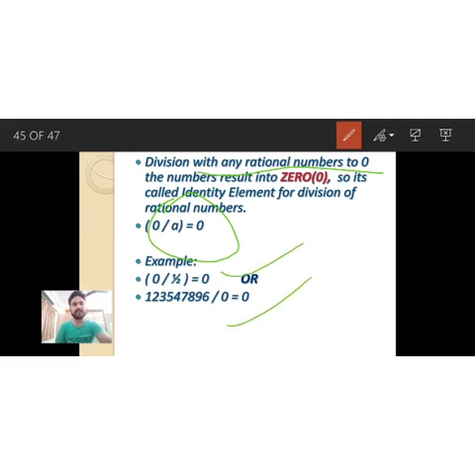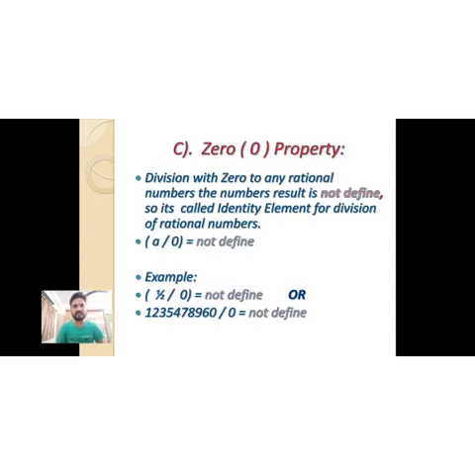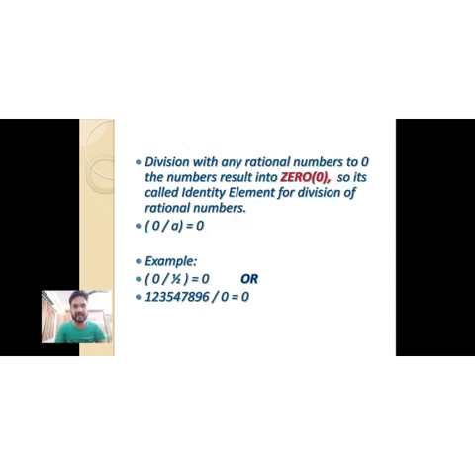This is called the identity element of division of a rational number, which means any number divided by 0 is not defined, and 0 divided by any number, the answer is 0. This is called the identity element of division of a rational number.